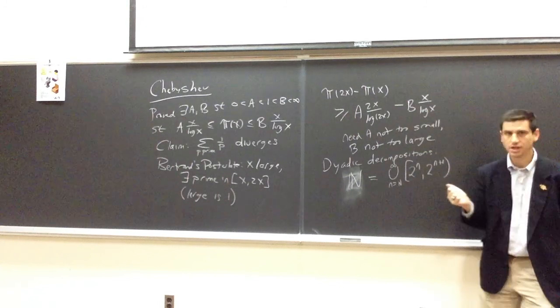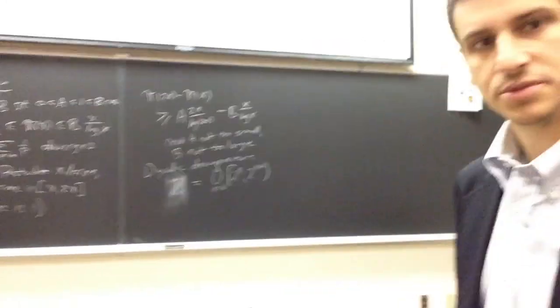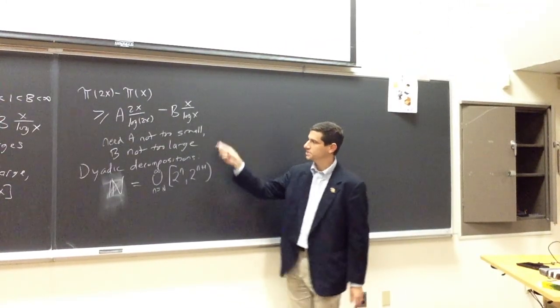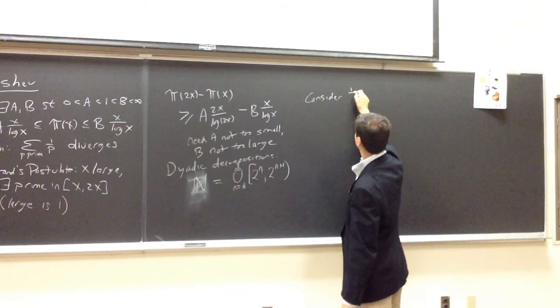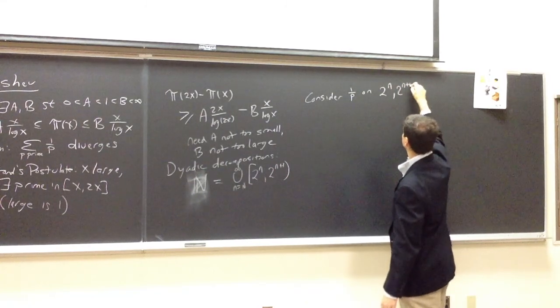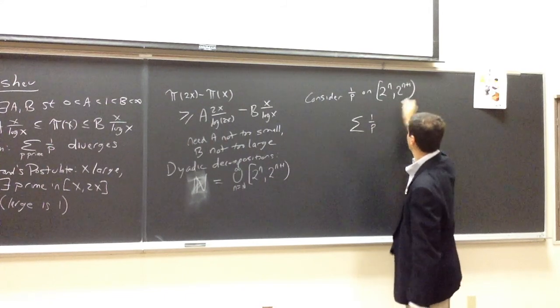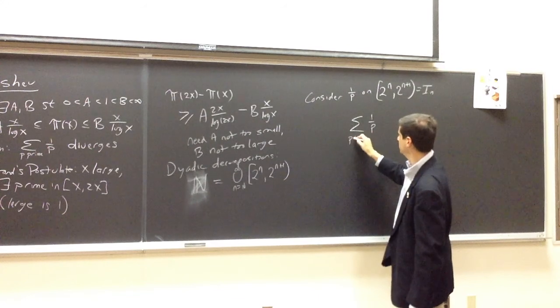And now when I look at the sum, I want to try to figure out what's going on. So this seems to move. Okay, so I want to try to figure out what the sum is like. So consider 1 over p on the interval 2 to the n, 2 to the n plus 1. We're going to sum it, and we'll call this interval I sub n. So we'll sum over p in I sub n.